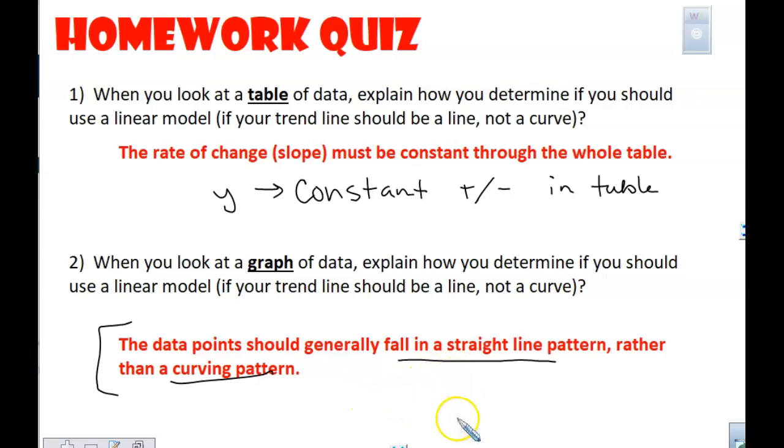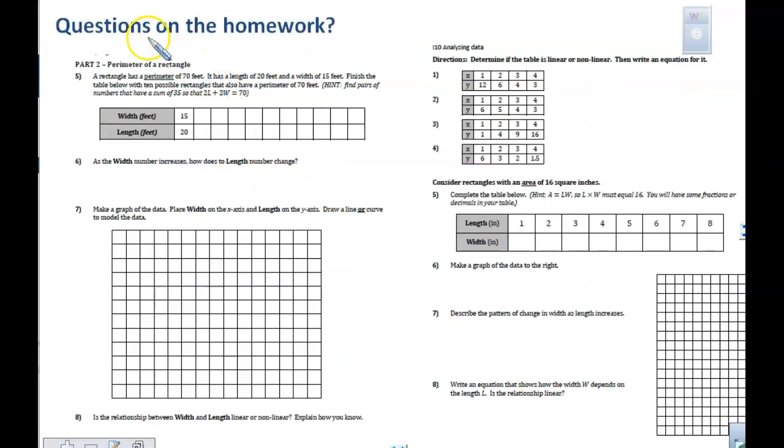Why do you think this is linear? Because it makes a straight line. Why do you think it's not linear? Because it makes a curve. So tonight's homework you are finishing. Yesterday we did 47 and 48. This is page 49, which is still 9, and this is page 50.